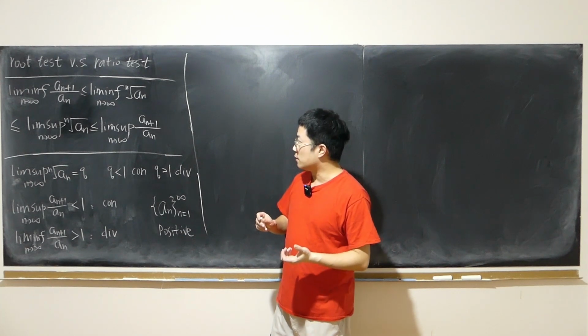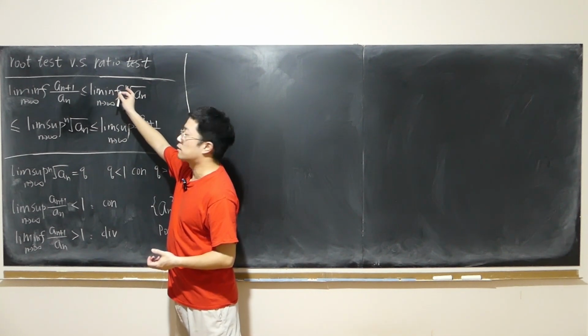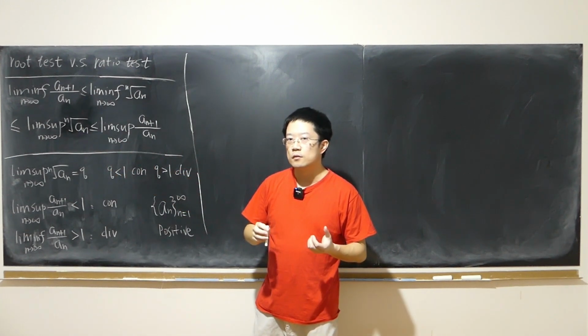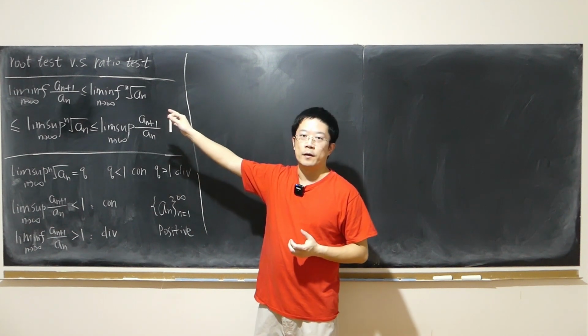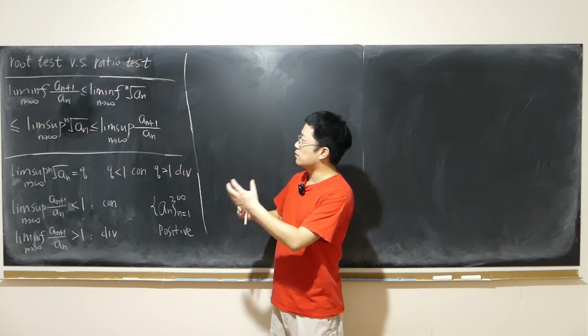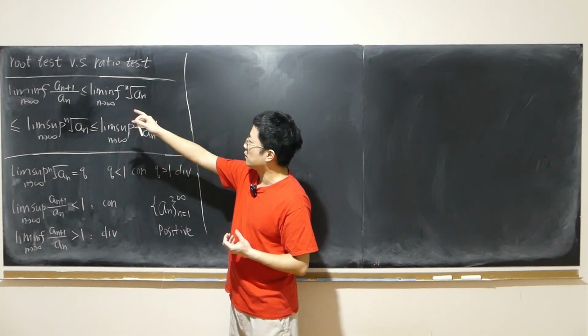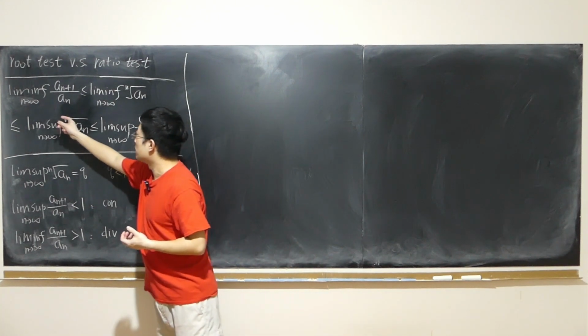We all know that both root test and ratio test are not universal tests, because if the series converges very slowly, then both of them may fail. But root test can test more series than ratio test; it can succeed in more series than ratio test. So we're going to first prove this inequality.